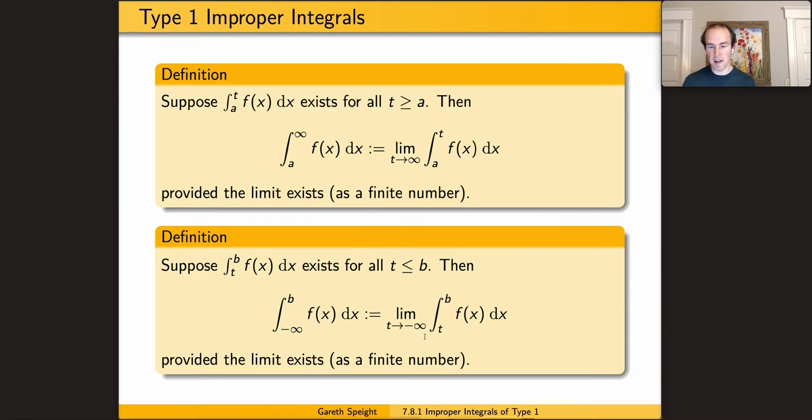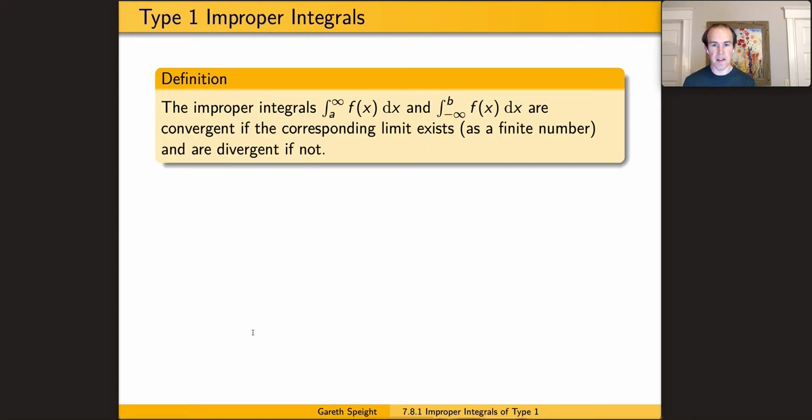And if that limit exists as a finite number, then we say our improper integral exists. Okay, so just to make it a little bit concrete, if we wanted to integrate a function from minus infinity to 0, we could try to integrate from minus 10 to 0, minus 100 to 0, minus 1,000 to 0, minus 10,000 to 0. And we could see if it settles down to a finite number, in which case that would be our improper integral.